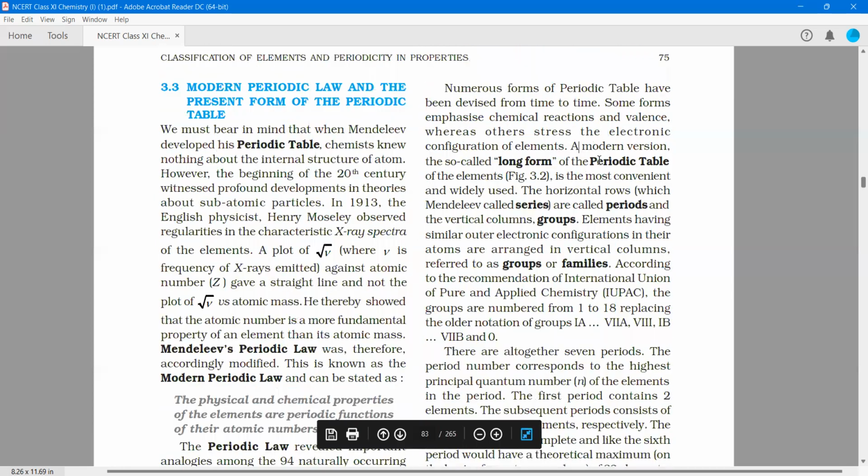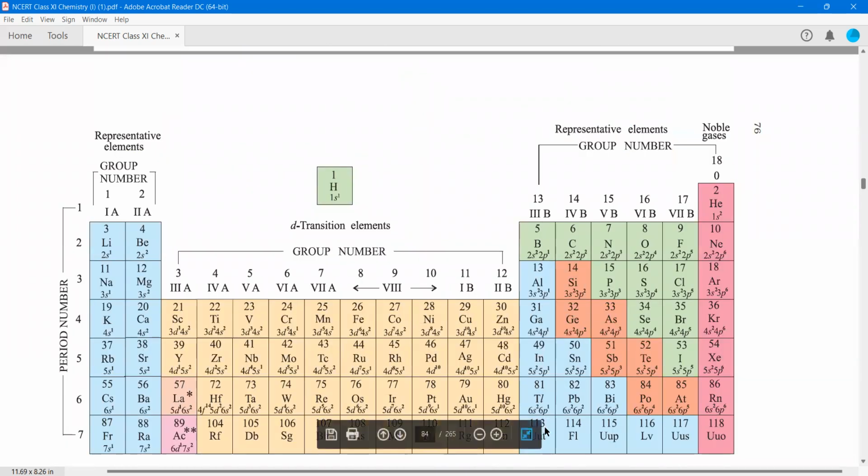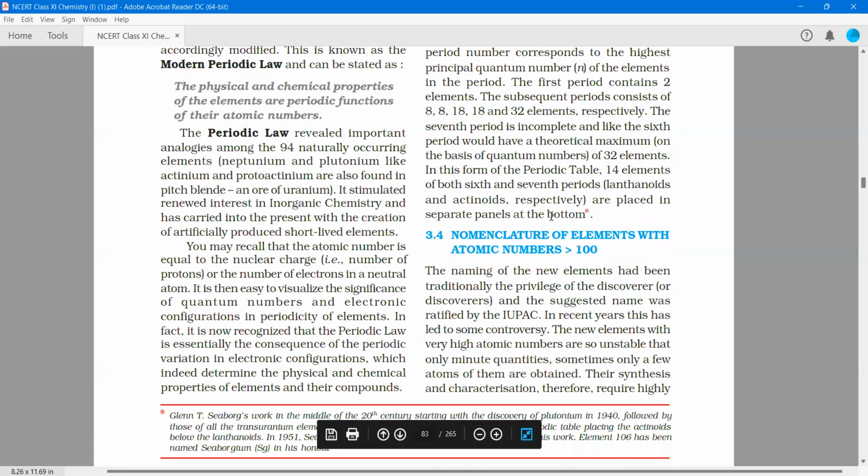So this is the modern version, or we can say the long form of the periodic table, because this is what we all follow. Elements having similar outer electronic configuration in their atoms are arranged in vertical columns, referred to as groups or families. This is very, very important. As I was discussing, all of these elements have similar electronic configuration, that is, the same number of valence electrons.